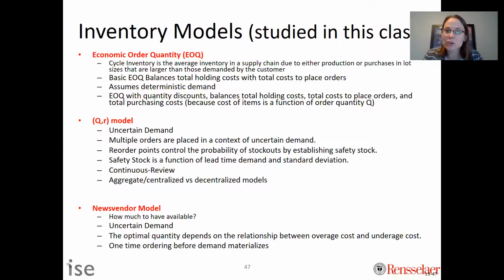Secondly, we use that to set Q in the QR model, which incorporates uncertain demand. The QR model orders Q when we hit R. Now we're balancing the holding and ordering costs with the stockout costs. We also studied some other variants of that, and specifically how safety stock changes between aggregation and centralization. And then we studied the newsvendor model, which again has uncertain demand, but we place an order before the selling period. The difference here is that the inventory loses some value at the end of the selling period.